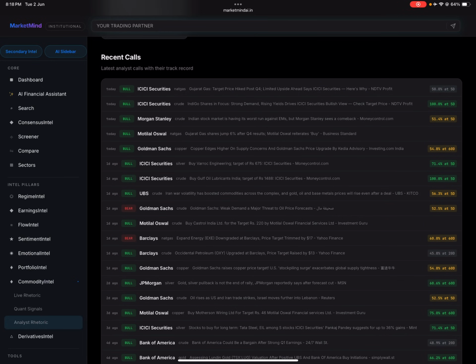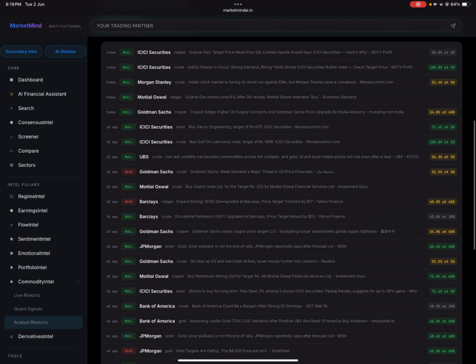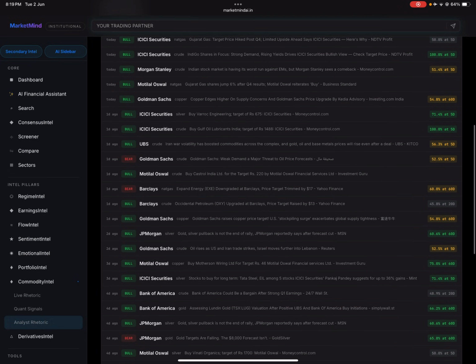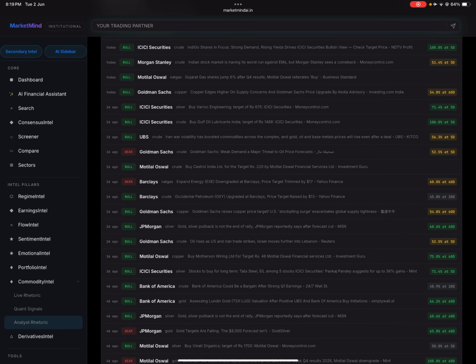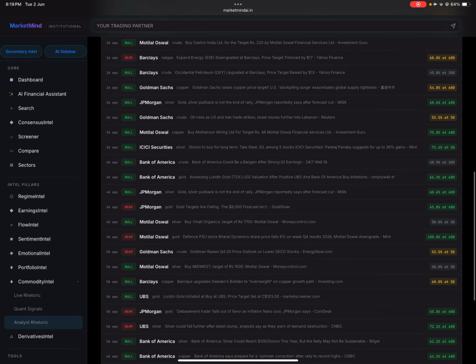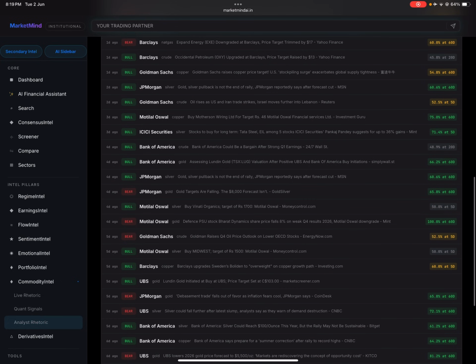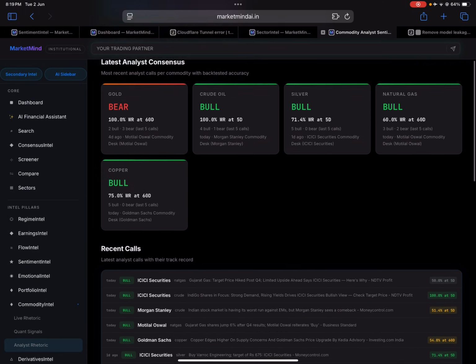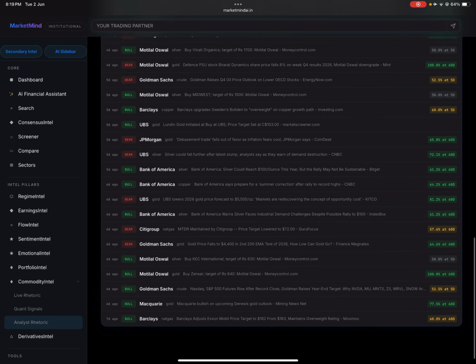ICICI Securities on crude apparently at 5 days is 100% win rate. So they're bull on crude today. Morgan Stanley on crude 51%, Goldman Sachs 54 at 60 days. See, 5 days is usually where the real hit rates are at, but here we see Motilal Oswal with copper 75% at 60 days. So there's both long and short term signals here based on the analyst rhetoric.